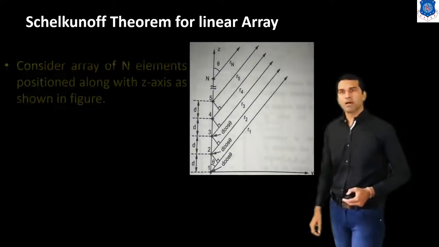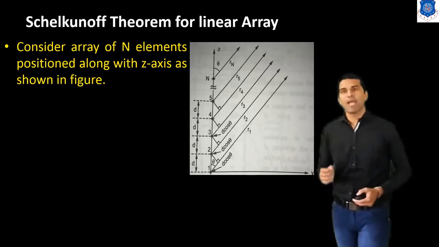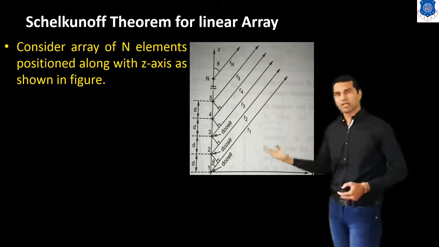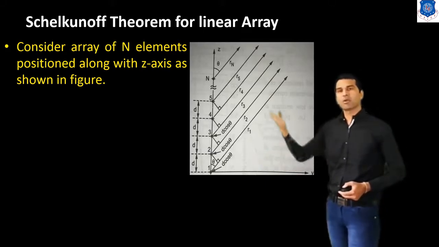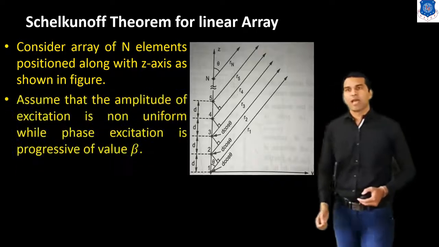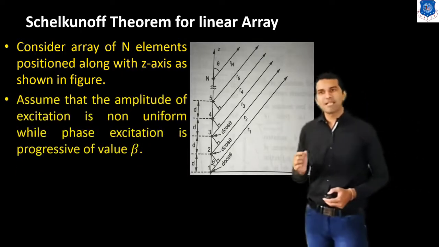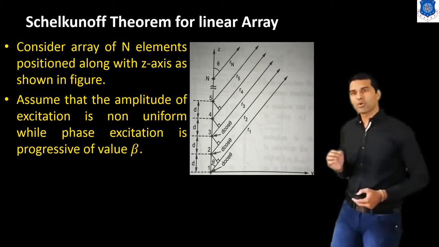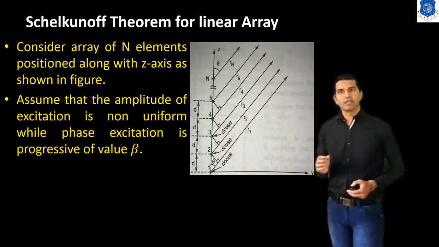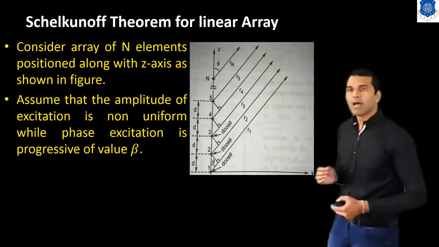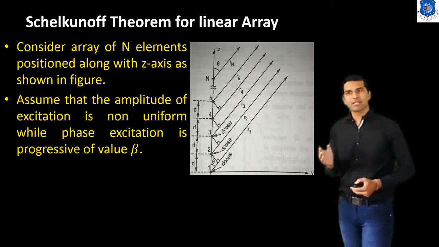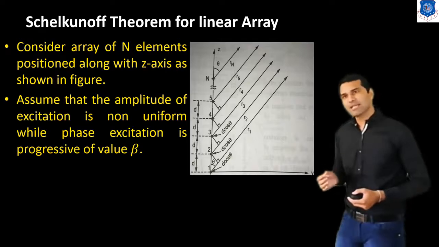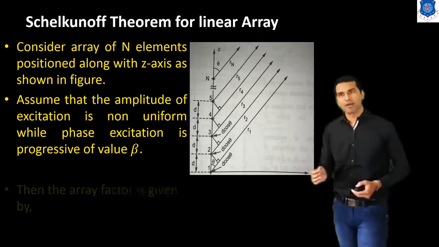Now we consider an array of n elements positioned along the z-axis as shown in this figure. So here we have considered n number of elements. Assume that the amplitude of the excitation is non-uniform, while the phase excitation is progressive with the value of beta.